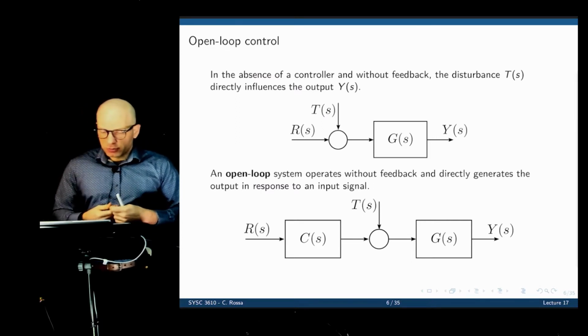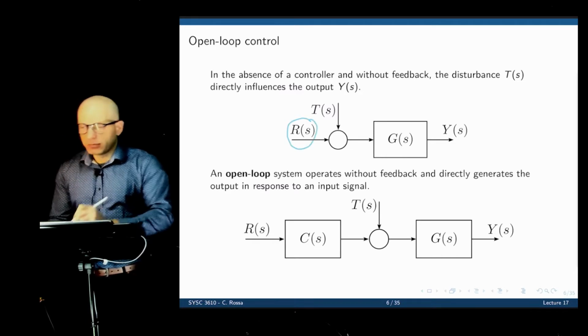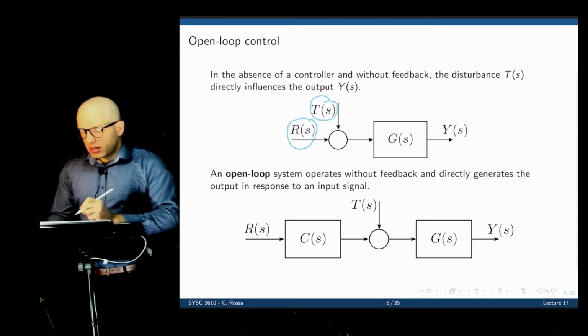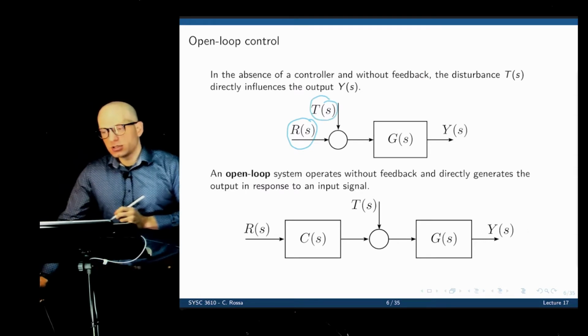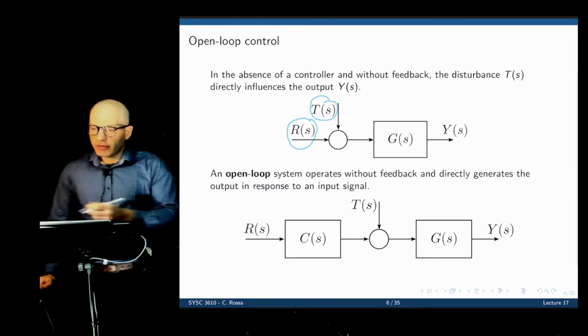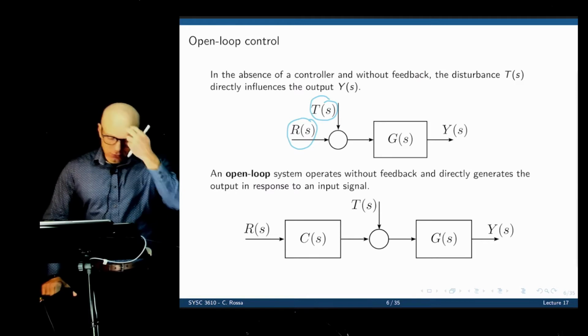So in an open loop system, we can see that we have two inputs: the actual input that comes from the controller, that we give to the plant, and there is a disturbance that acts on the system and affects the system directly. So R(s) is our control input, T(s) is external to the system, and we have no control over it.